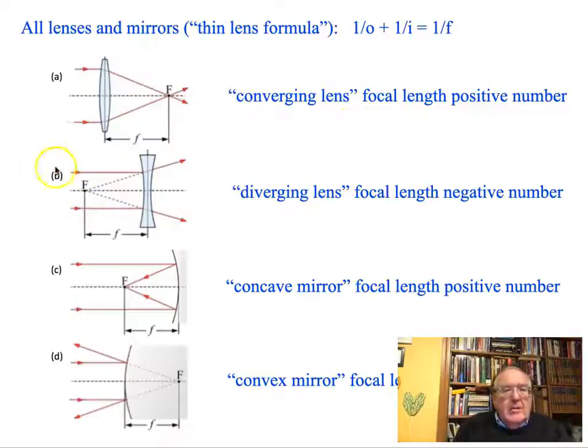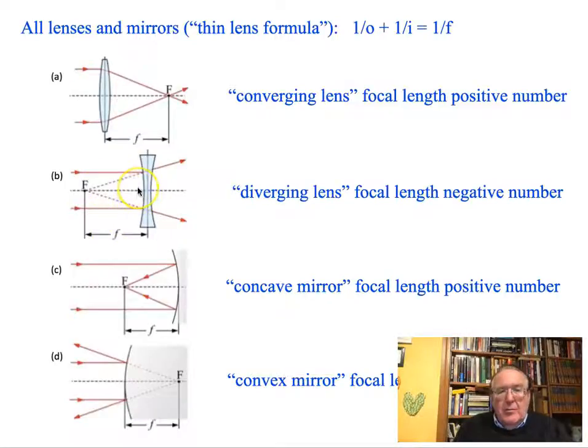A diverging lens, the light comes in from the left-hand side. And you can see it's a diverging lens, a so-called concave lens, and the light refracts outwards instead of inwards. And if you trace those rays backwards, they meet at a point, and that's called the focal length of this lens. In a diverging lens, the focal length is still the focal length, but it's a negative number.